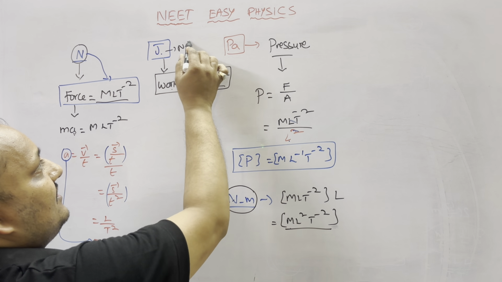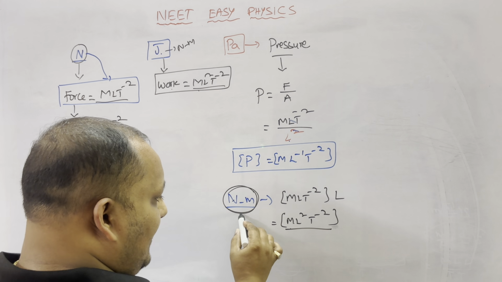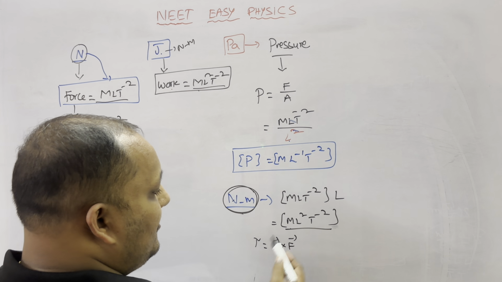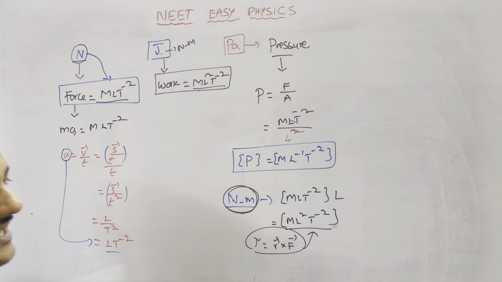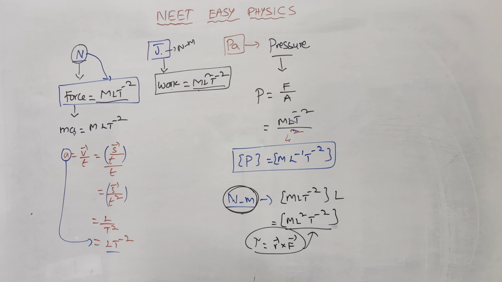Joule is one unit, and Newton meter is another that we can follow. This is also the torque definition. Torque is force into perpendicular distance. For torque also you are going to get the same dimensional formula, isn't it? So like this, from the units also we are able to write the dimensional formula.